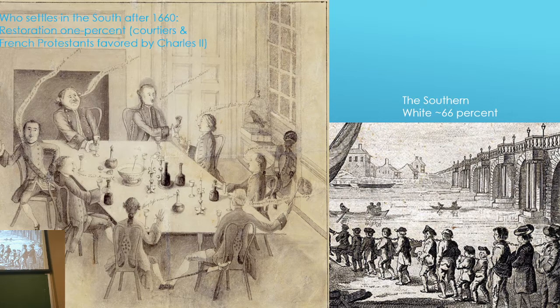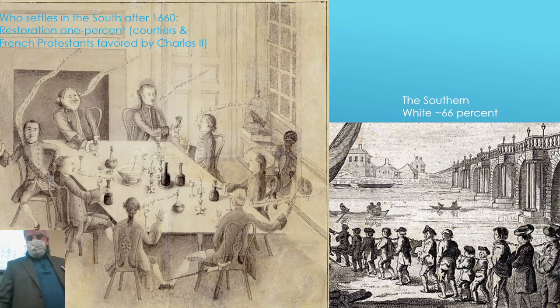In reward for their support, he establishes Carolina, named after his father, Charles, the Latin being Carolus. And so he names this whole region after the region that we're in, actually, Carolina. And after 1660, we see the Restoration 1%, the people who supported the Restoration: 8 large landholders, courtiers, as well as some French Protestants who allied with Charles II, even as they opposed the French king.